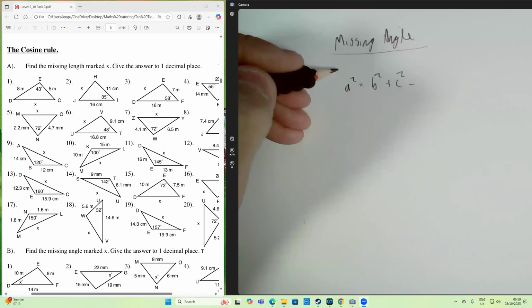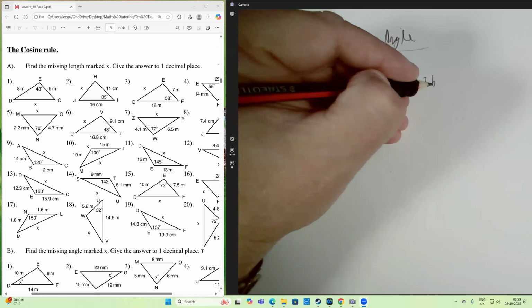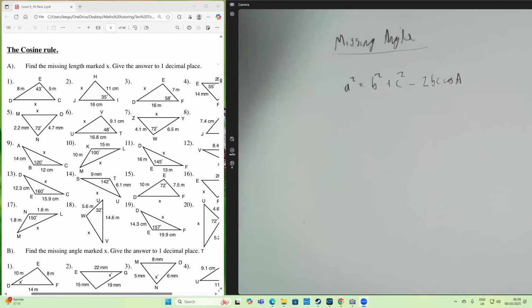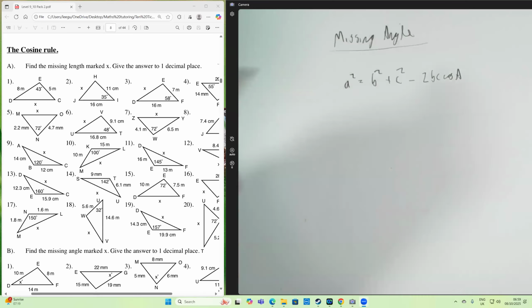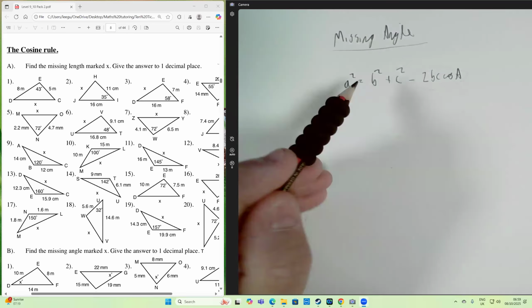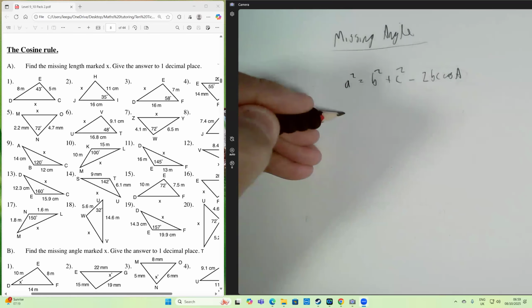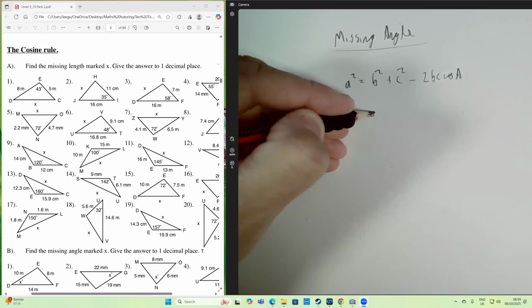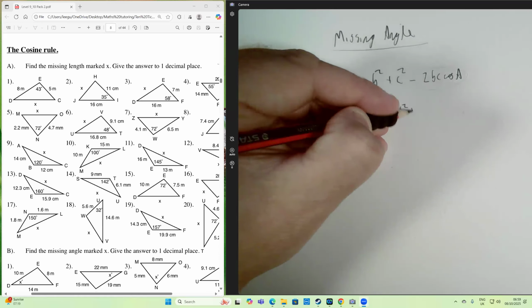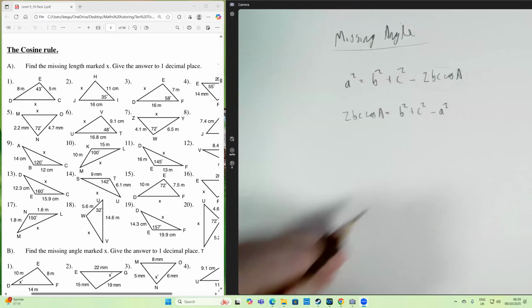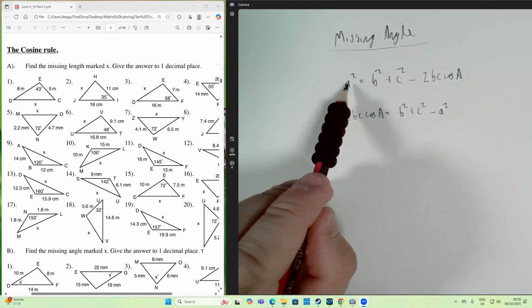So we've got a squared equals b squared add c squared minus 2bc cos a. What we need to do here is use a rearranged version of the cosine rule. You can either just directly remember it, which is perhaps advisable, or I'm going to show you how you would derive it from the original cosine rule formula. I'm going to add this expression over to this side, and subtract the a squared and take that over there. So we're going to have 2bc cos a equals b squared add c squared minus a squared. That has come over to the left and that has come over to the right.